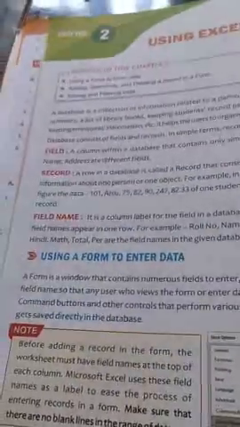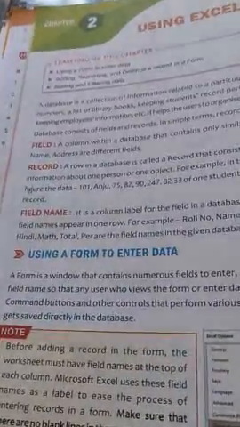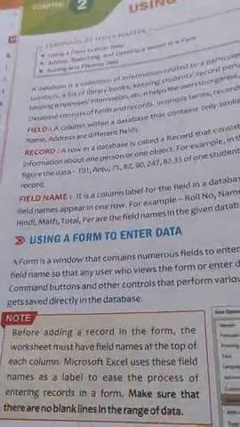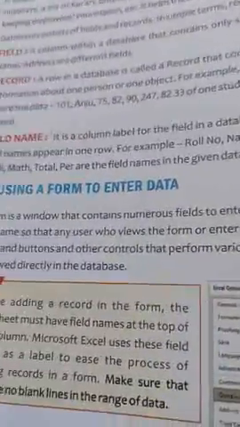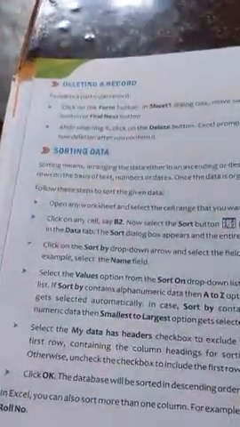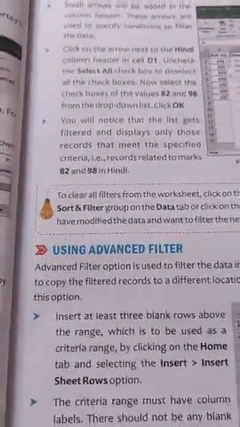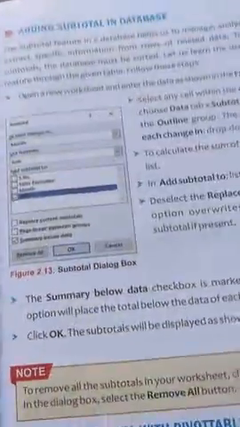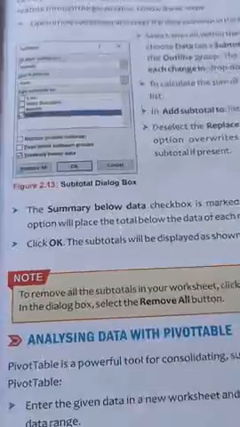Last class I also discussed the various points of this chapter, like the field, record, field name, and using a form to enter data, adding a new record in the form, searching, how you can search a record, and deleting a record, and sorting data, filtering data, and using advanced filter, what is conditional formatting, and using data validation, adding subtotal in the database, and analyzing data with the pivot tables.